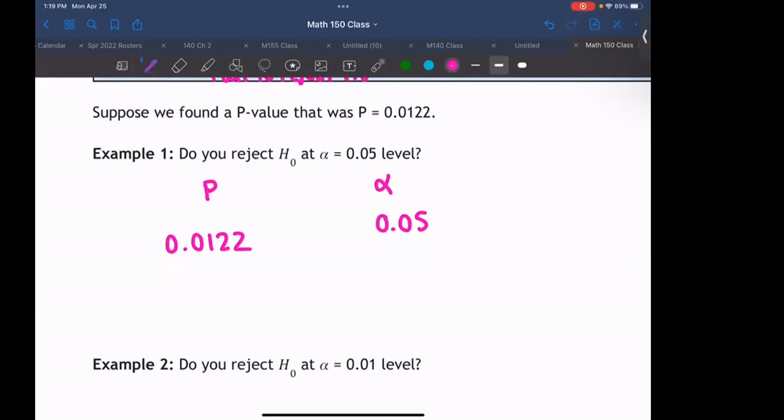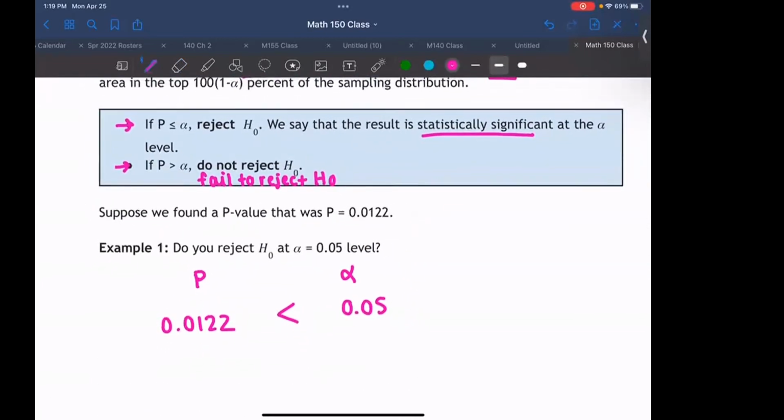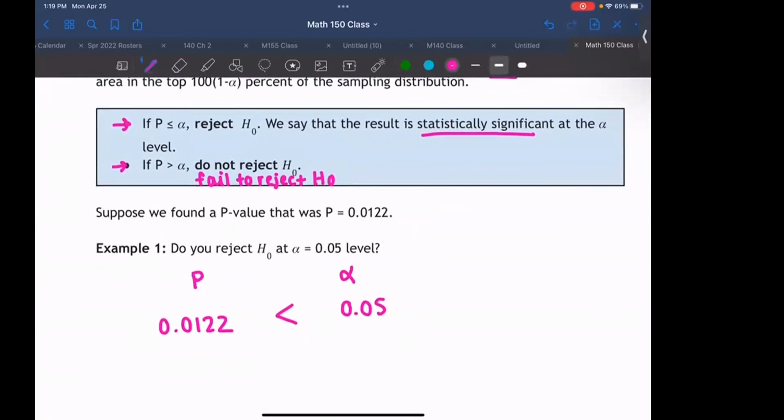Which one's bigger, p or alpha? Alpha, good, right? 0.05 is bigger than 0.0122. So I'm going to put a big less than sign here. And let's take a look at that blue box. Since p is less than alpha, do we reject or fail to reject? Reject the null hypothesis, good.